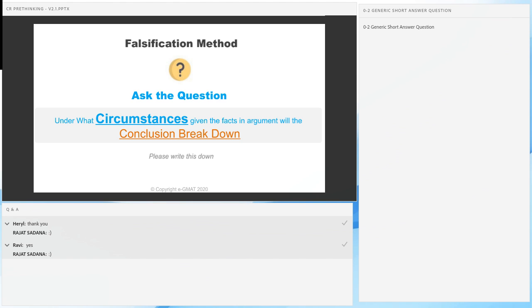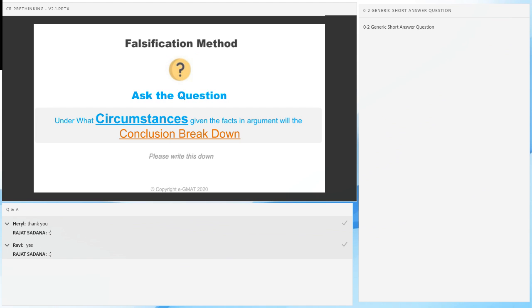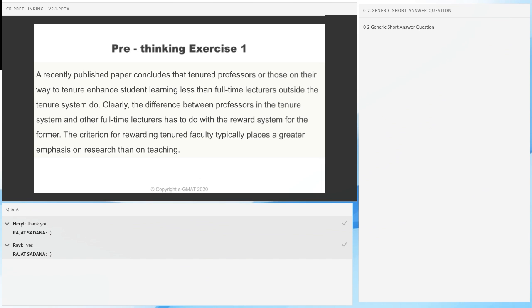Okay, let's apply this. So essentially, to figure out assumptions, we're going to figure out these scenarios, the scenarios in which the conclusion breaks down. So number 3 that I've written over here. To figure out the scenarios in which the conclusion breaks down, we're going to ask this one falsification question. Under what circumstances, given the information or the facts in the argument, will my conclusion break down? This is the second statement that I want you to write down. That's the only other thing that I want you to write down. Write it down, please. Under what circumstances, given the facts in the argument, will my conclusion break down?